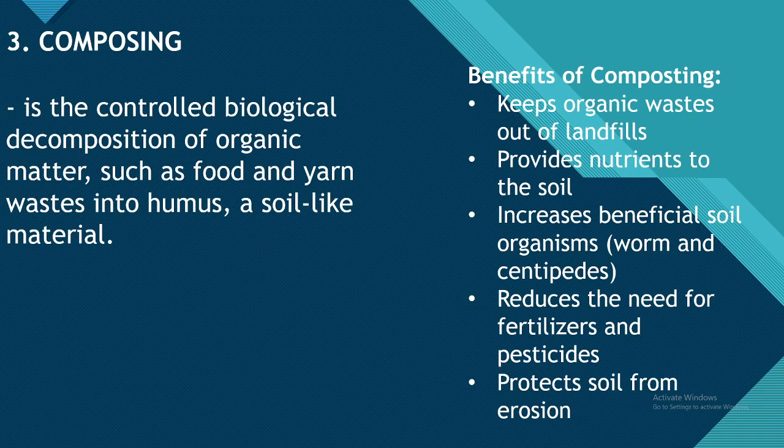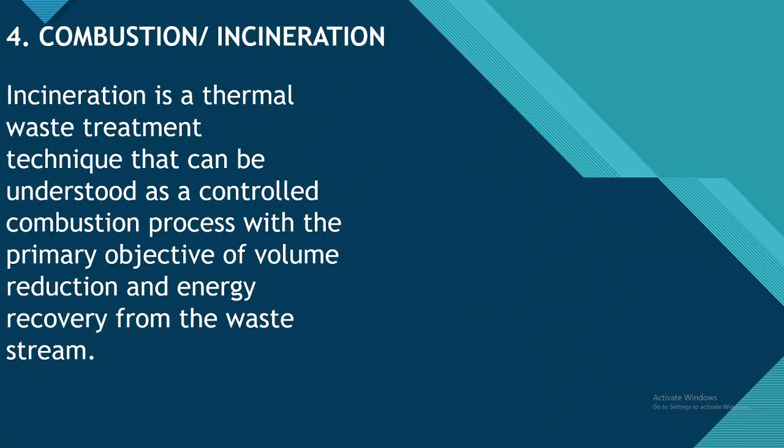Third one is composting. Composting is the controlled biological decomposition of organic matter, such as food and yard waste, into humus, sorry, a soil-like material. The benefits of composting are: keeps organic waste out of landfills, provides nutrients to the soil, increasing beneficial soil organisms like worms and centipedes, reduces the need for fertilizers and pesticides. Then the last one is protects soil from erosion.